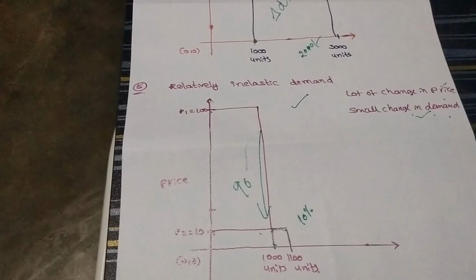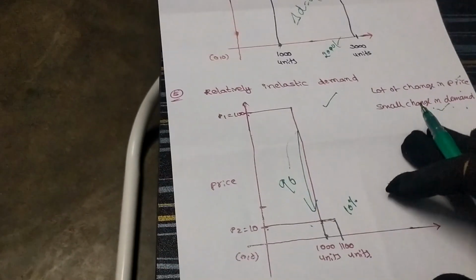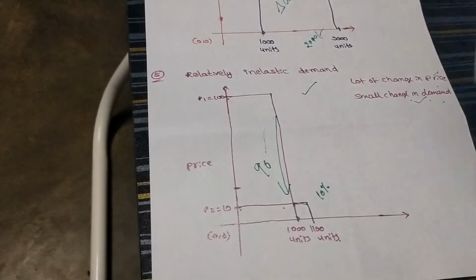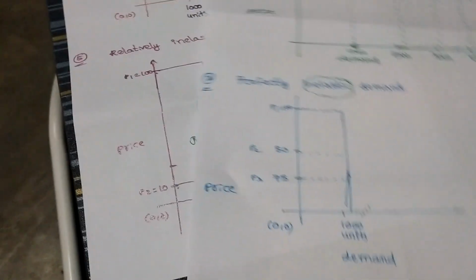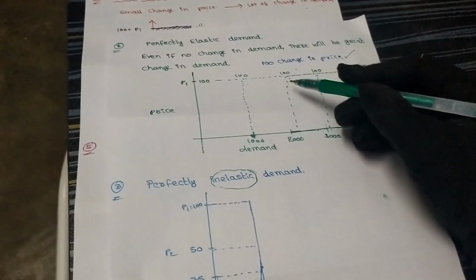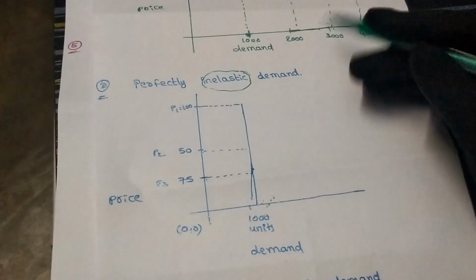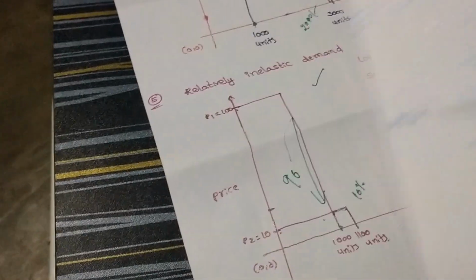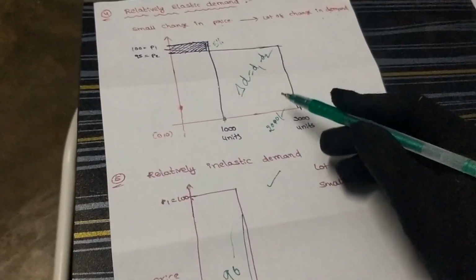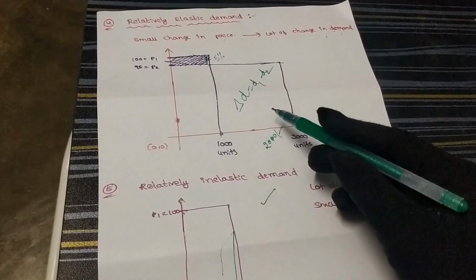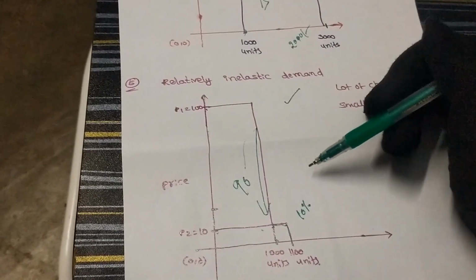So however, totally there are 5 types of demand elasticity. What are those? First one, unitary elasticity. Second, perfectly elastic, and third, perfectly inelastic. And next it comes to relatively elastic and relatively inelastic.